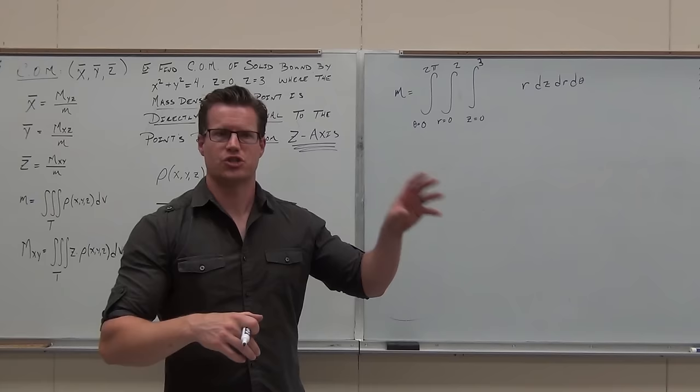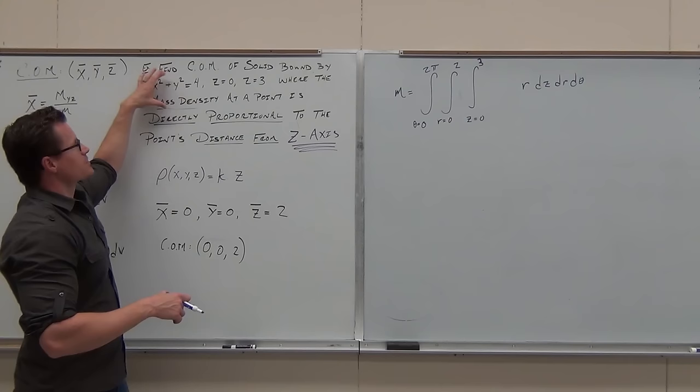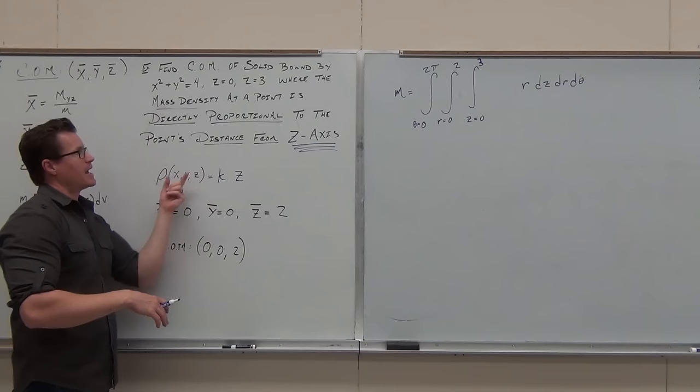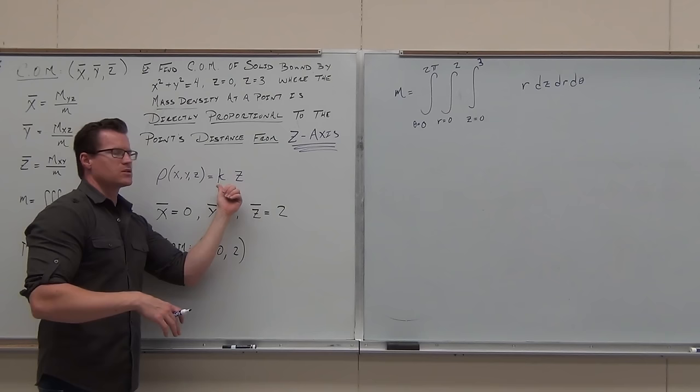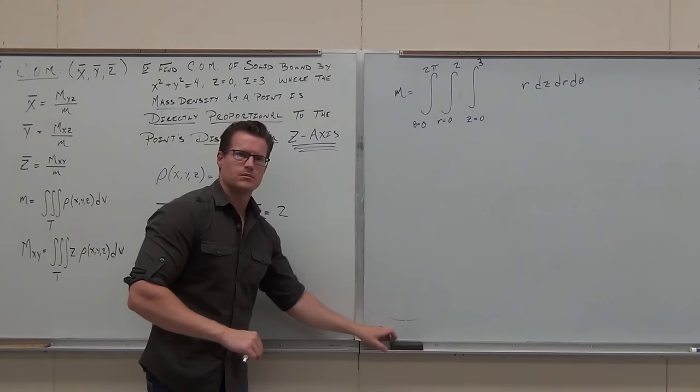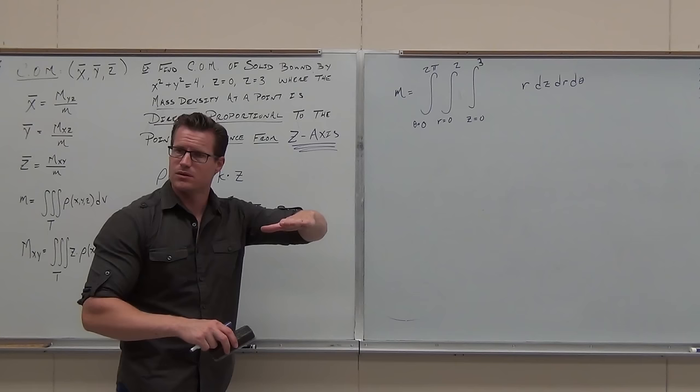So let's think about what this means. If I have this center of mass, same cylinder, same soda can from 0 to 3, the mass density at a point is directly proportional. Am I still going to have a k times? Yes. Is it still going to be z? Can't be, because that was the distance from the xy plane. That's what the z was.